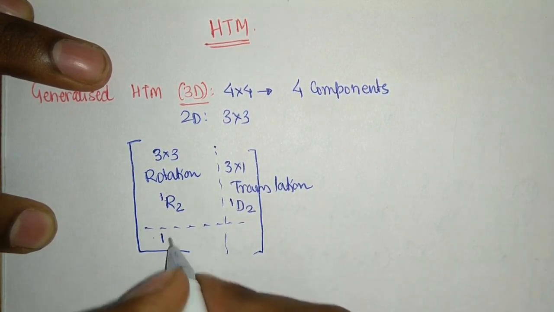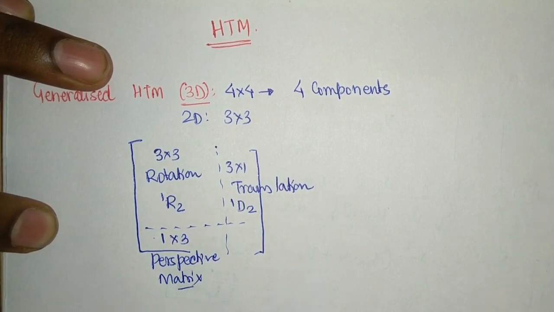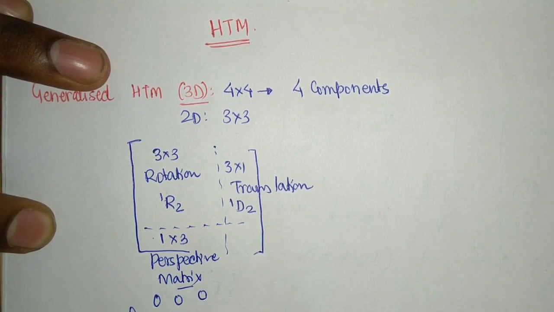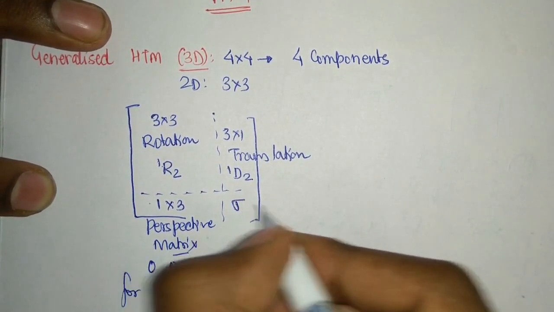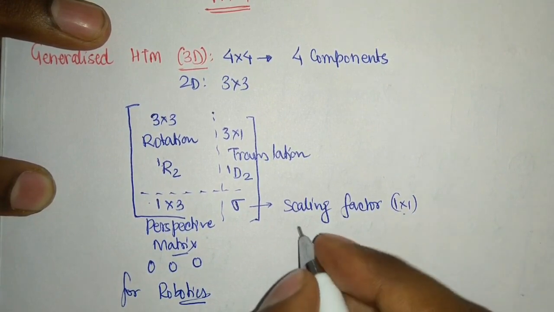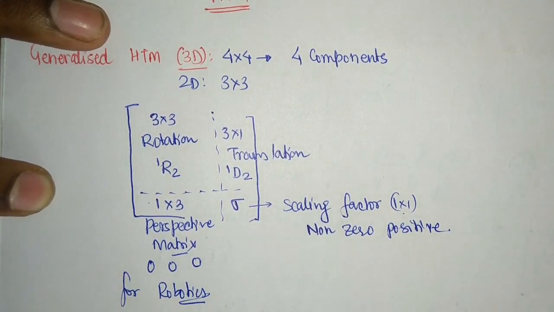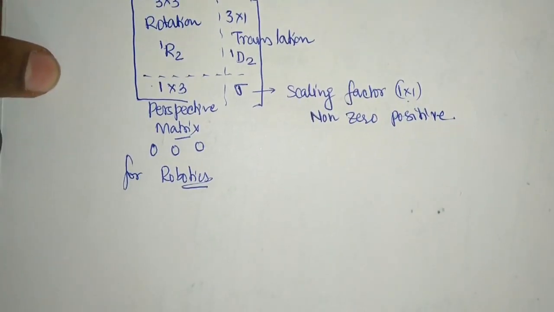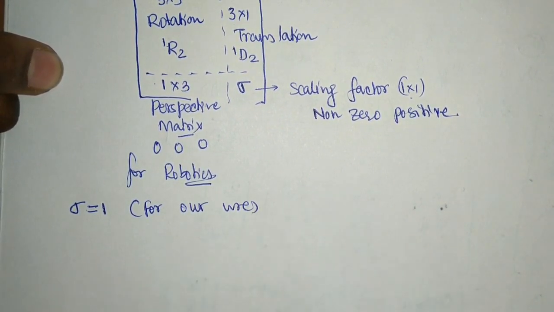Then here I have a 1 cross 3 perspective matrix. The role of the perspective matrix comes where we have different points from where we are looking, but in robotics we will be using a 0 0 0 perspective matrix. So we don't deal with any other case or any perspective effects, we always describe it as 0 0 0. And here we will have sigma, that is my scaling factor, a 1 cross 1 matrix, right? Sigma value is always a non-zero positive number. But in terms of robotics only, sigma will be equal to 1 for our use.